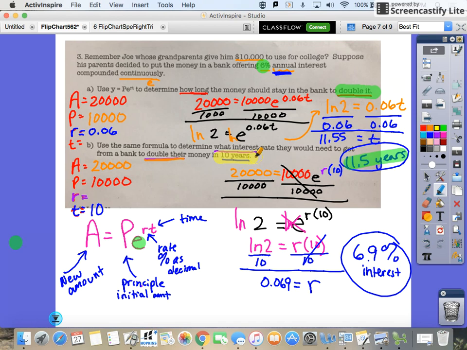So if they want it faster, that means they need a little bit higher of an interest rate. They're not being crazy. They don't want it in 2 years. They just want it about a year and a half sooner. So it makes sense that 6.9% is what their new interest rate would be. Something a little bit higher to get that money a little bit faster.